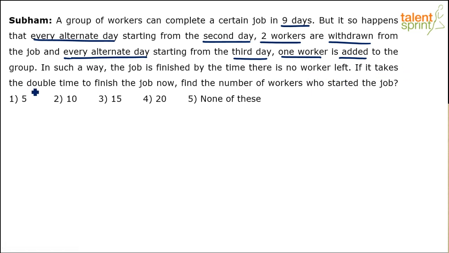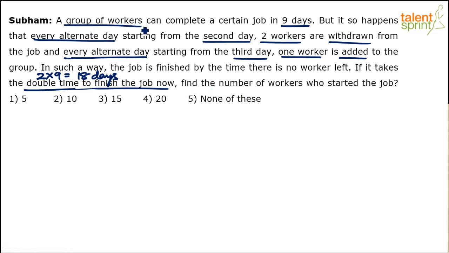If it takes double the time to finish the job now, understand, now it takes double time to finish the job. Originally it takes 9 days, but now it takes double time. So double time, can we directly say 2 into 9, 18 days. So basically the job gets finished in 18 days, right? Find the number of workers who started the job.